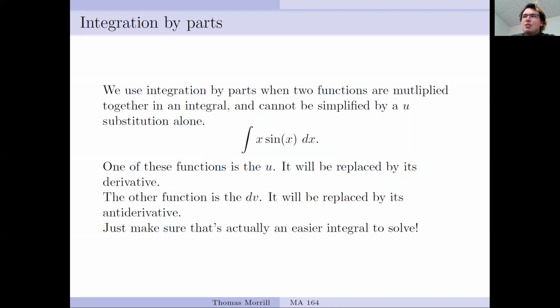And when I change this formula, I'm going to pop out that u times v, my u will be replaced by the derivative of u. The rest of that integral, the other part that is not the u, that's the dv. The dv gets replaced by its antiderivative. So when we're making this change, we want to use this knowledge to make sure that my new integral is actually easier than what I've got and not harder than what I've got. That can happen sometimes.